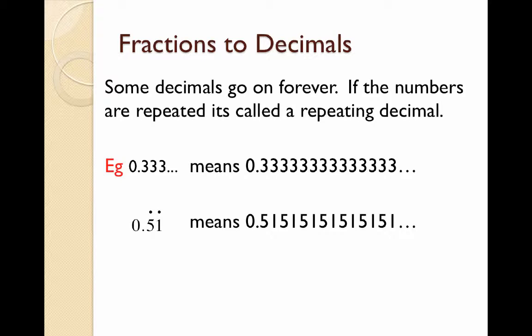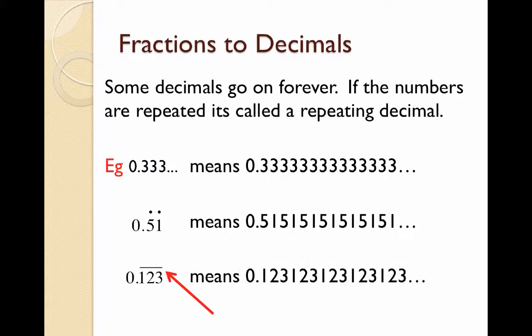Some different notation happens sometimes. If we have a dot above a number, in this case there is a dot above the 5 and a dot above the 1, this means that the 5 and that 1 are going to be repeated forever and ever. The last little bit of notation that might be worthwhile is seeing a line above a series of numbers. That line means that those three numbers are going to be repeated over and over again. 1, 2, 3, 1, 2, 3, 1, 2, 3.